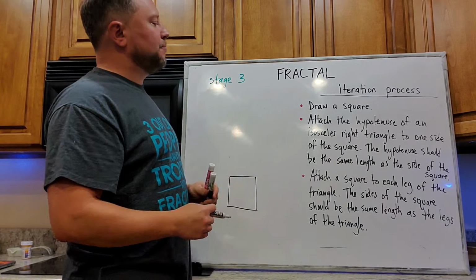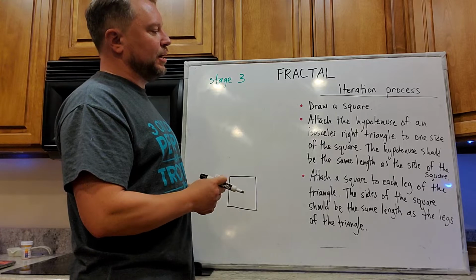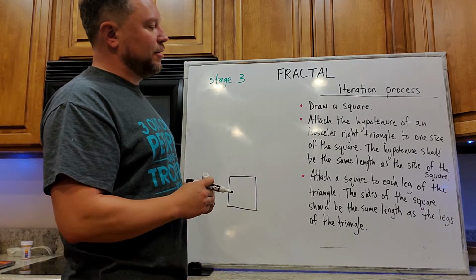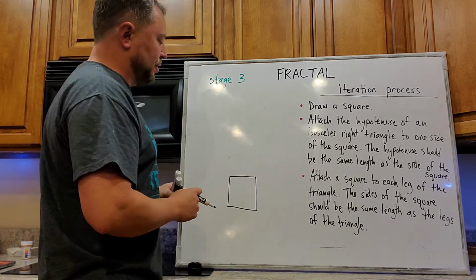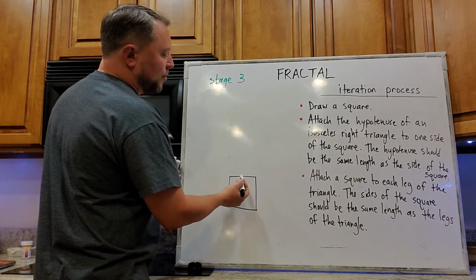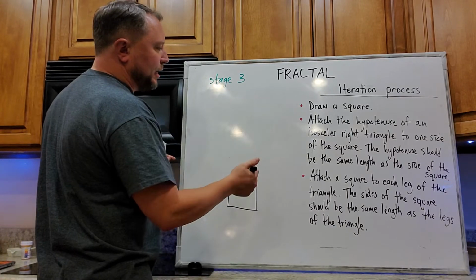Okay, next step, attach the hypotenuse of an isosceles right triangle to one side of the square. The hypotenuse should be the same length as the side of the square. Okay, so I'm going to pick this top side. They just said, attach it to one side here.